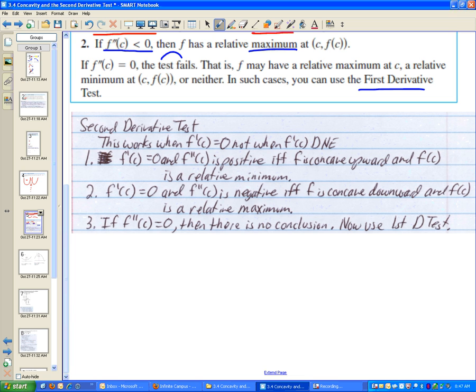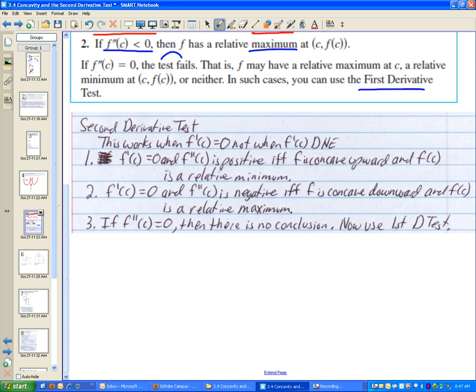All right, here's the way I've worded the second derivative test. Maybe this makes more sense. I mean, I intended for it to. Doesn't mean it does. But second derivative test. This works when f prime of c equals 0, not when f prime of c does not exist. So if you get critical numbers from the does not exist category, don't even bother with the second derivative test. Okay, it's not going to work for those critical numbers.